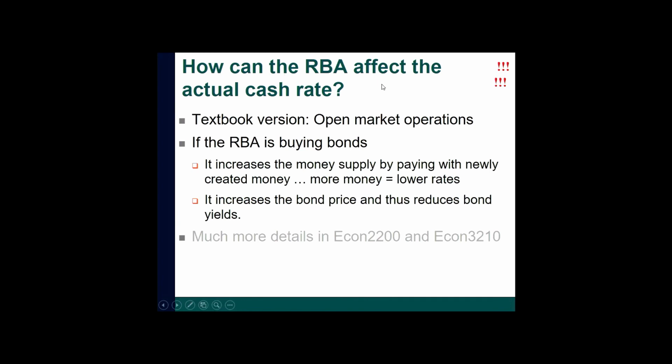Good. What else do we have here? How can the RBA affect the cash rate? Again, in 3210, you learn it slightly different, but here we use the simplest version that we can use for this class. We use simple open market operation. Now, have you done open market operations in finance already? No. Good. So what is meant by open market operations? Basically, the RBA buying and selling of bonds.